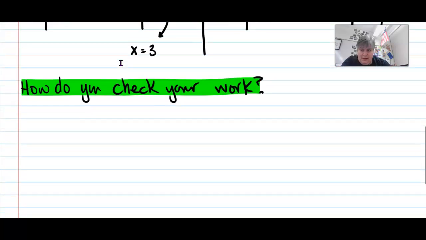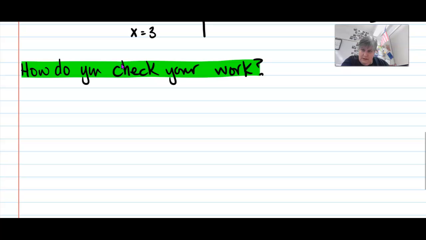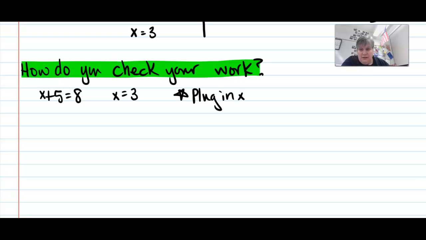So I'm going to do the first problem we had up here. X plus 5 equals 8. And we said X was 3. Well, all you do is you plug in X. So instead of an X, I'm going to plug in a 3 right here. So 3 plus 5 is 8, and 8 equals 8, so this works. So if you want to check your work to see if it's correct, you're going to plug in your X value.